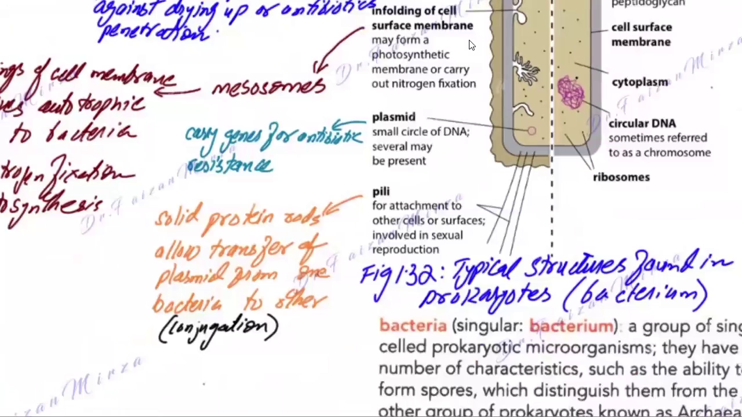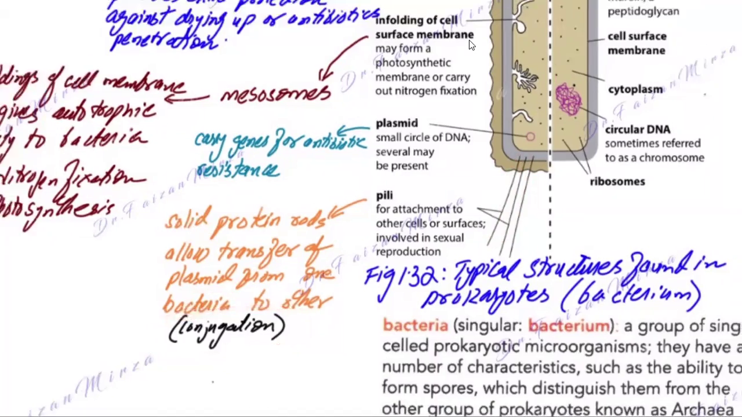Then there is a circular plasmid, a small circle of DNA, and this plasmid carries genes mostly for antibiotic resistance. Apart from this, there are long, rigid structures called pili. These are solid protein rods. They allow transfer of plasmid from one bacteria to another. Whenever two bacteria exchange plasmids, this is an example of sexual reproduction in bacteria, and you call it conjugation.